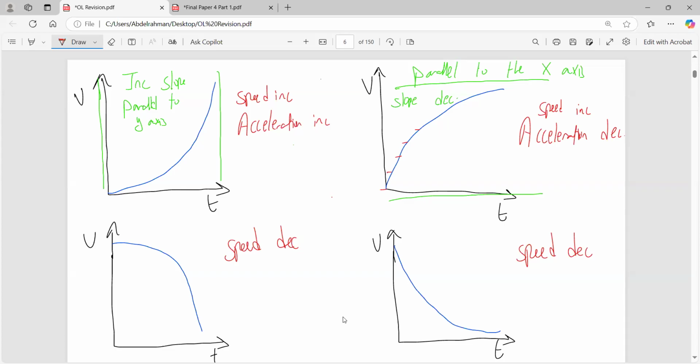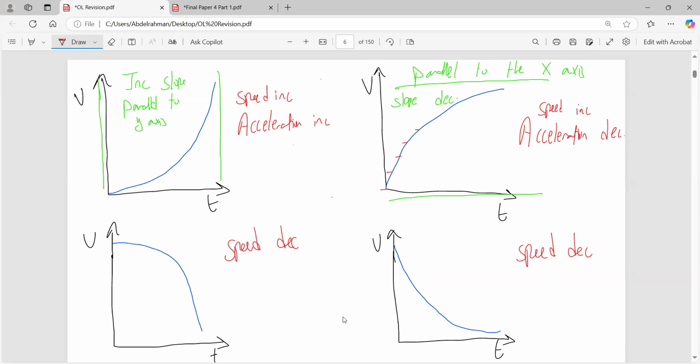Why is the acceleration not constant? Because you have a curve. Because the slope is not constant. Okay, is the slope increasing or decreasing? The slope in the first one is increasing. How do you know? Because eventually the slope becomes almost parallel to the y-axis. When the slope is becoming parallel to the y-axis, this means that the slope is increasing.